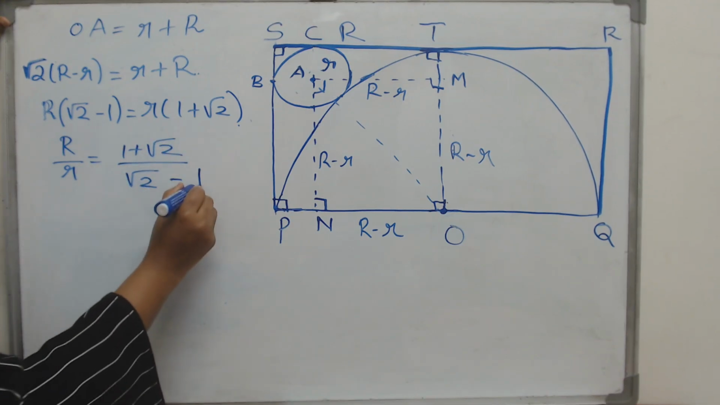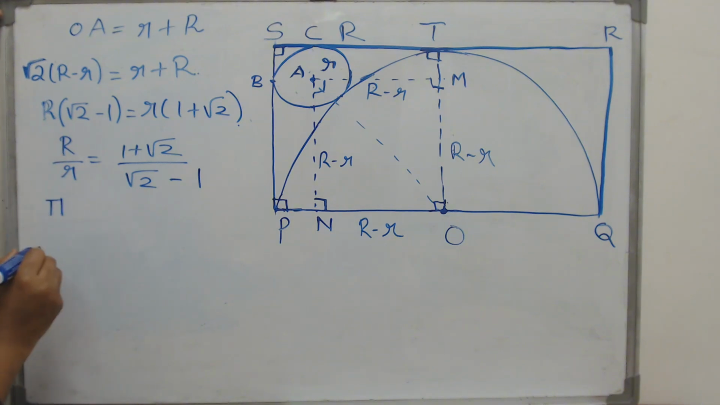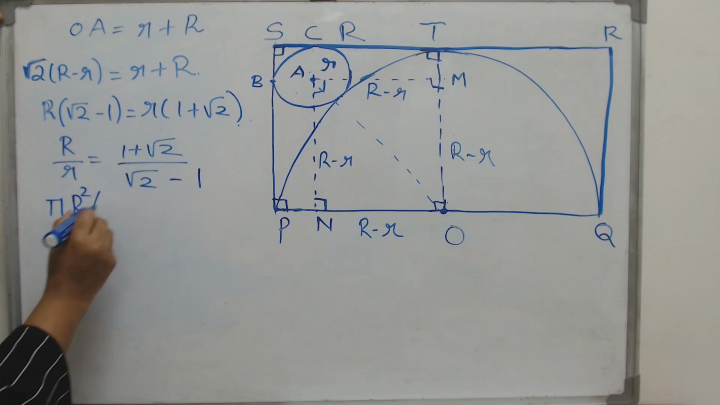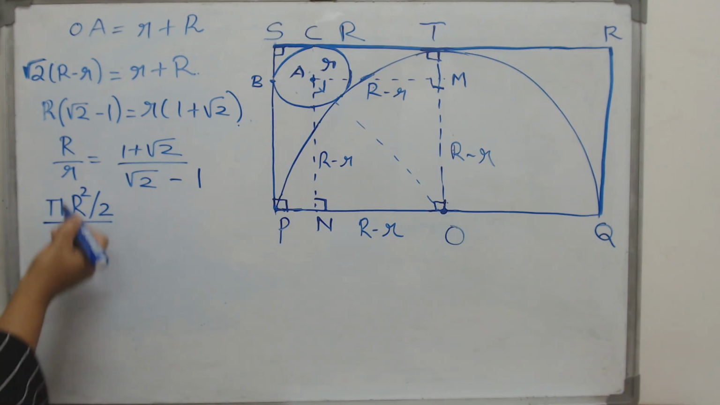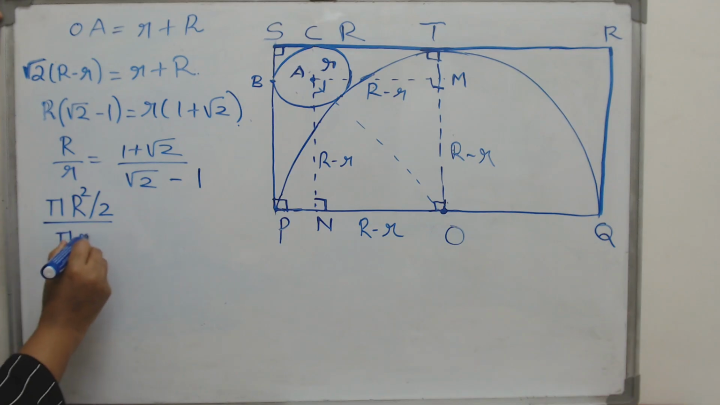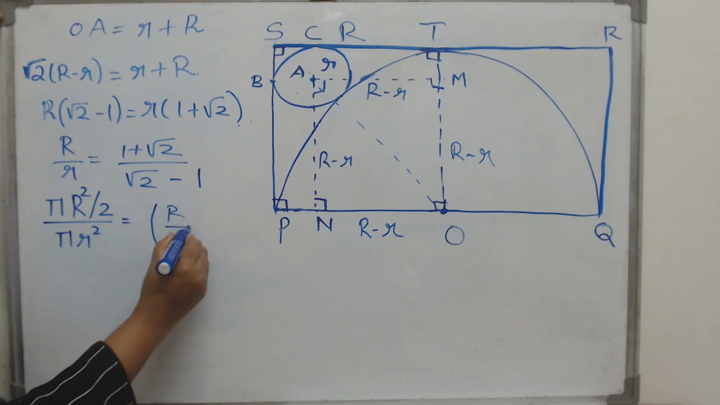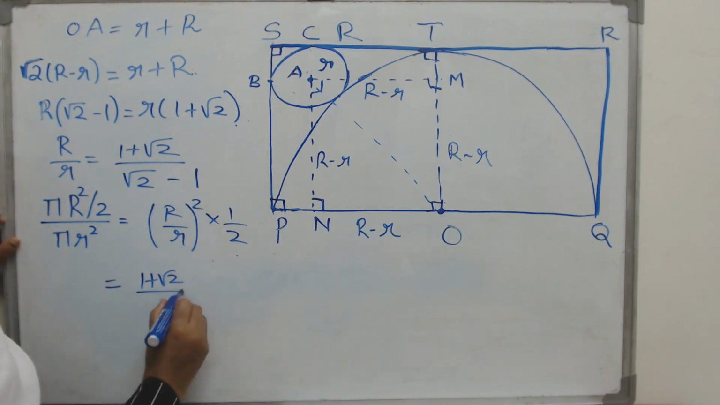What we have here is the ratio of the radii. What we need is the ratio of the areas. What is the area of the semicircle? It is a semicircle, so it is pi R square by 2. And what is the area of the circle? It is going to be pi r square, which means R by r the whole square into 1 by 2.